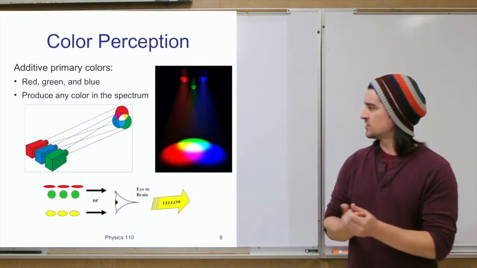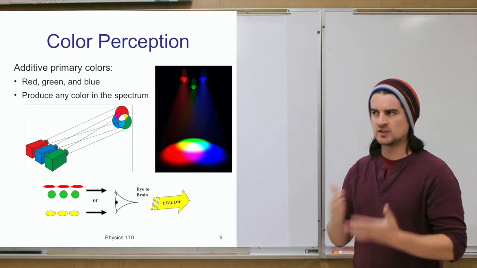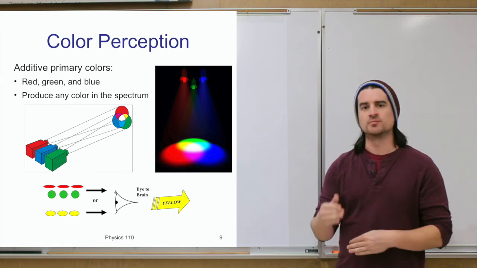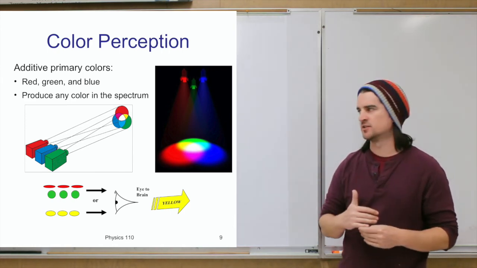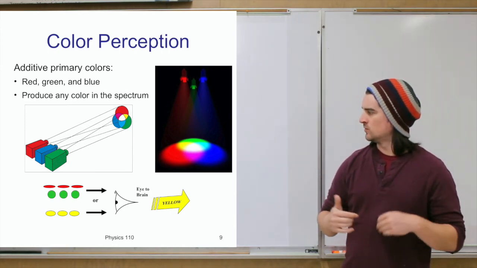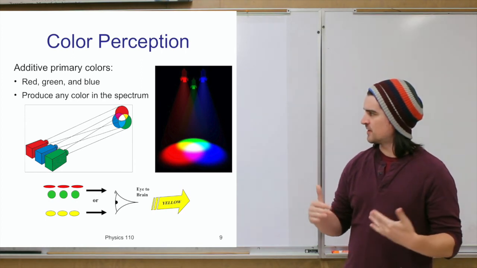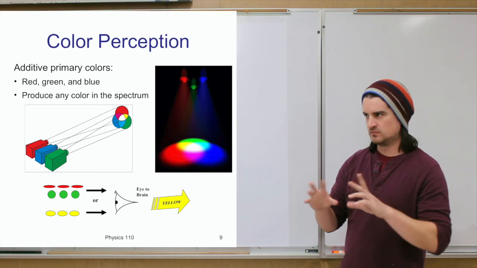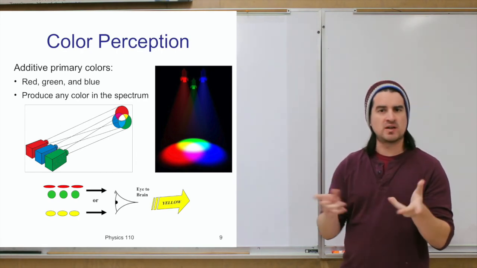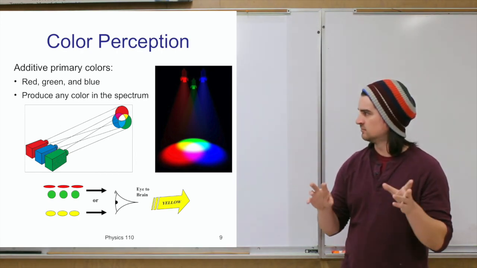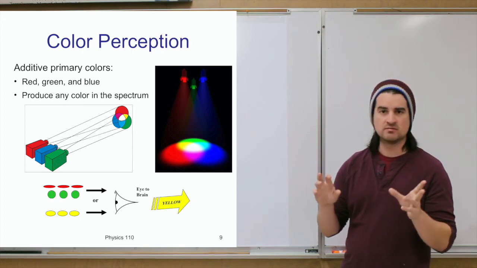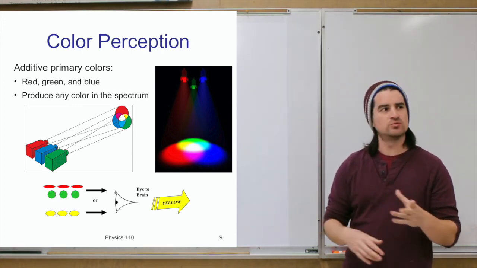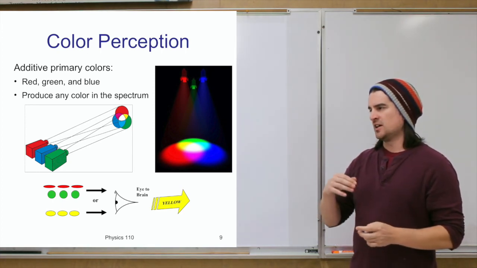So, as a consequence of that, or the way that our eyes evolved to pick up different types of photons, the full spectrum that we see can essentially be built up by those three basic colors, right? Red, green, and blue.